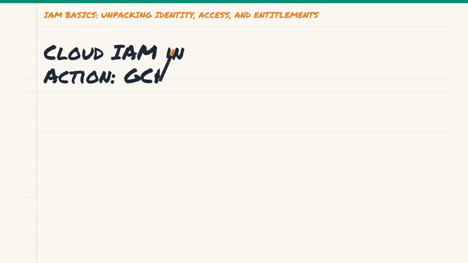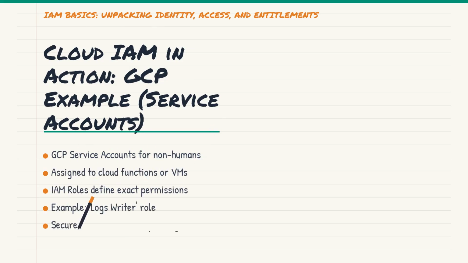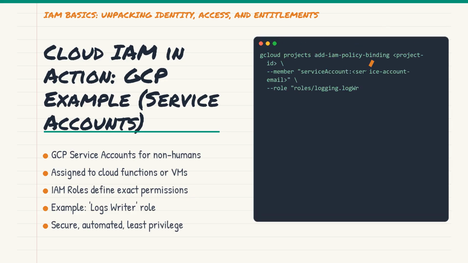Over in Google Cloud Platform, GCP, service accounts are the primary way non-human identities interact with resources. If a Google Cloud function needs to write logs to cloud logging, you create a service account for that function. You then grant that service account IAM roles like logs writer and absolutely nothing else. GCP ensures that this service account's credentials are secure and only used by the authorized function. It's a fundamental aspect of building secure, automated workflows in GCP, adhering strictly to the principle of least privilege for every automated task. This consistency across cloud platforms is key.